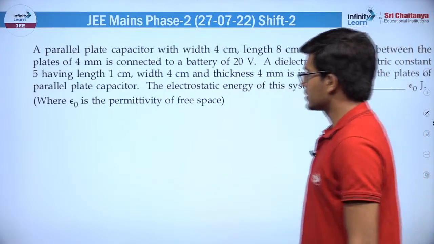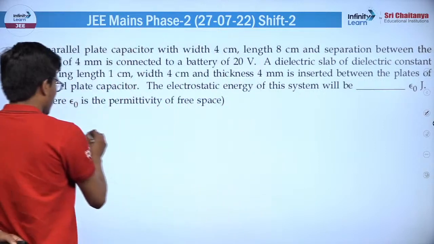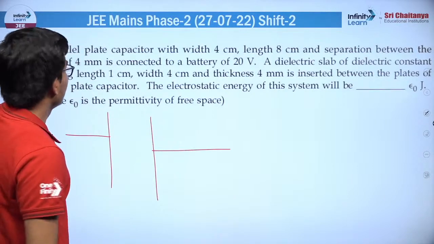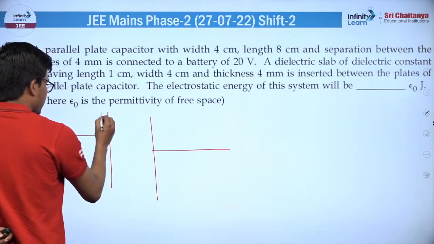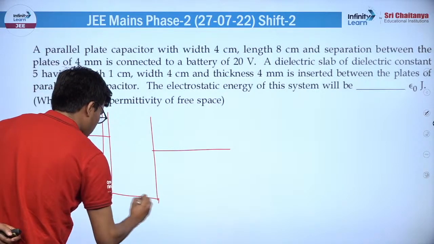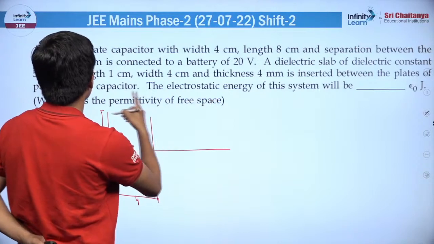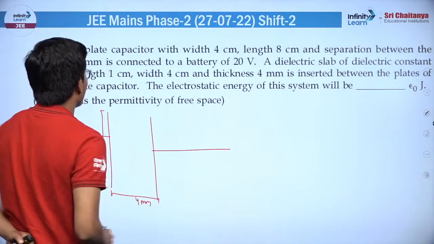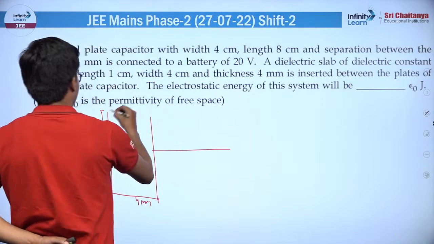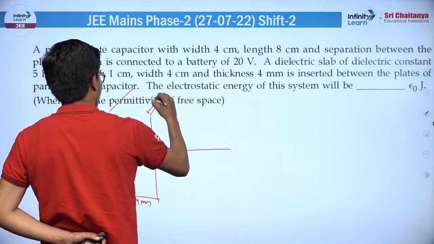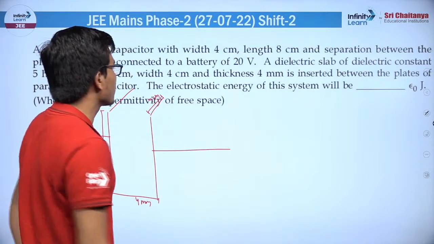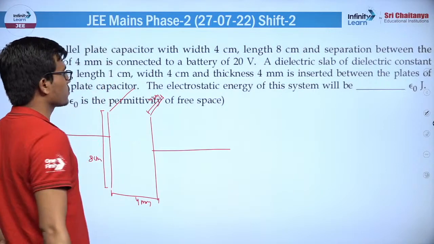Moving ahead, this is again a good question. So for this good question, let us just make the diagram first. Okay, so the length is 8 centimeter. This total length is 8 centimeter for a capacitor. The distance between the plates is 4 mm. All right, and the width inside is given to you as 4 centimeter. So if this is 8 and this is 4, the total area will be 8 into 4, that is 32. All right, and you have connected this to a battery of 20 volt.